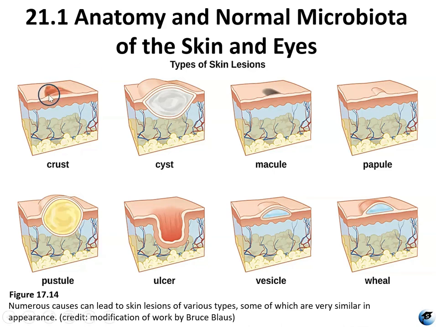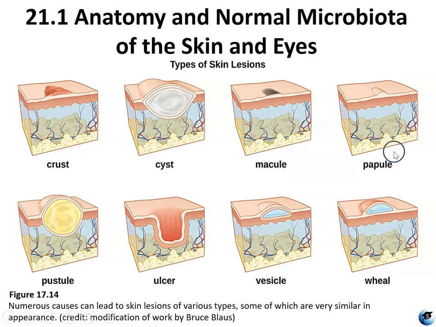Here you have what is known as a crust. A crust is dried fluids from a lesion that you can see on the surface of the skin. This is a cyst. A cyst is an encapsulated sac that's filled with fluid. It is semi-solid fluid, or it can be gas even, and it's usually located just below the epidermis. This here is a macule. A macule is a smooth spot of discoloration.